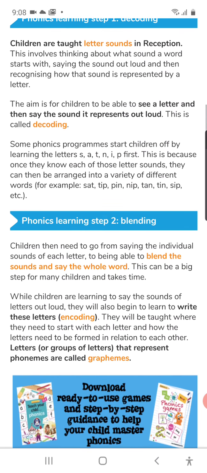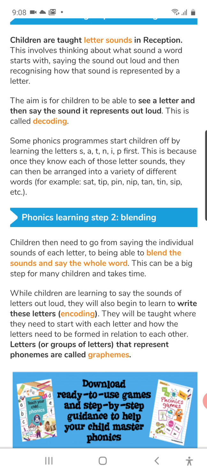Okay? Step 2 is blending. Children then need to go from saying the individual sounds of each letter to being able to blend the sounds and say the whole word. That can be a big step for many children and takes time. So it is a matter of practicing every day, from time to time reminding them of the sounds of the letters. While children are learning to say the sounds of the letters out loud, they will begin to learn to write these letters. It is called encoding.